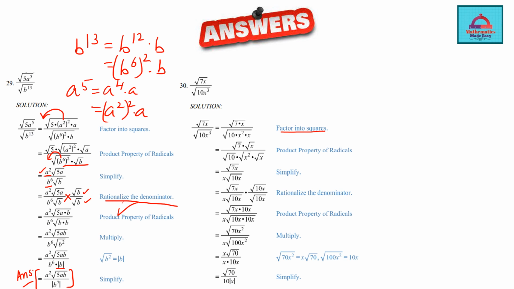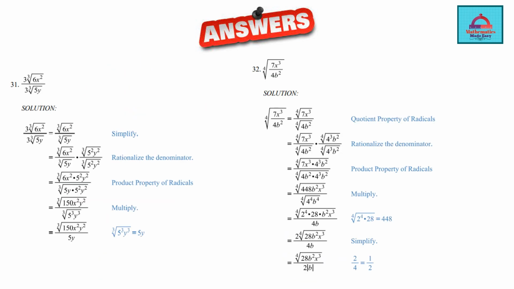Here you see x square, so x square is going to come out of the radical, it will give you an x, and you are going to then rationalize the denominator by multiplying with square root of 10x, numerator and denominator. So numerator becomes 70x square, which is x times square root of 70. Denominator becomes 100x square, which is 10 times x. So the absolute value of x comes into place, and this is the simplified form. So this is the method of evaluating the radical expression by rationalizing the denominator.